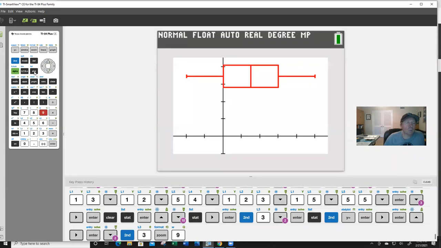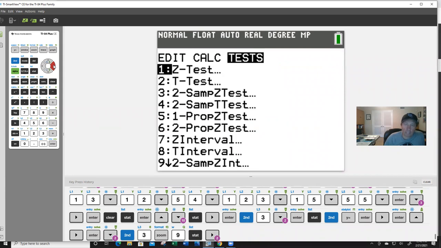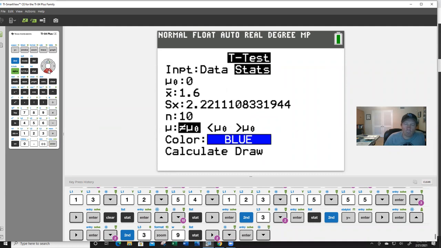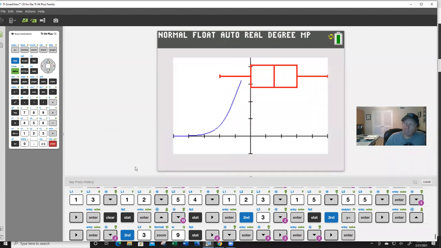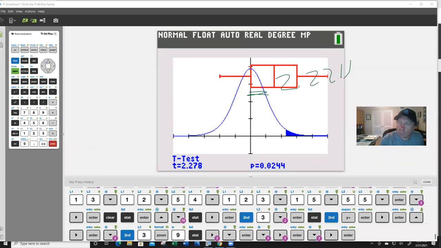All right, so I'm going to go stat, tests. I'm going to run just a t-test. Remember, it's a matched pair. So that's 1 point. It kept it all in there for me. Great. And then I'm wondering if it rises during tax season, that's greater than, and hit draw. There you go. There's your stuff. Remember, when you're labeling it, you're going to put the 2.22 over the square root of 10, right? And then you're going to put 0 here, and this was a 1.6, okay?